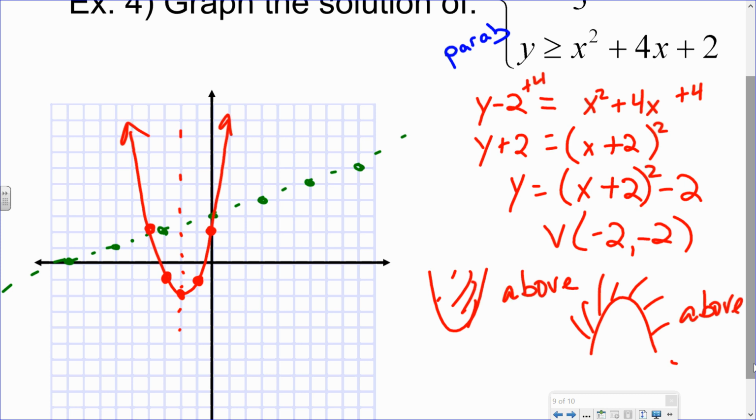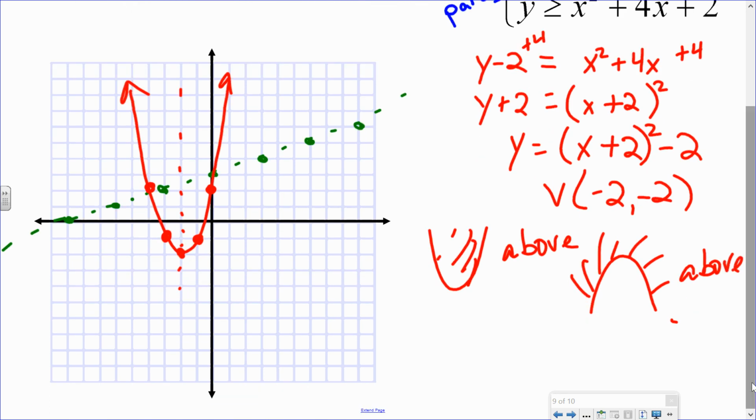So I don't know, maybe we pick (-2, 0), and we could plug that in. And let's see, 0, is that greater than or equal to -2 squared, which is 4, plus 2 is 6, minus 8? Yep, 0 is greater than -2. So we'd be shading inside, above this parabola.